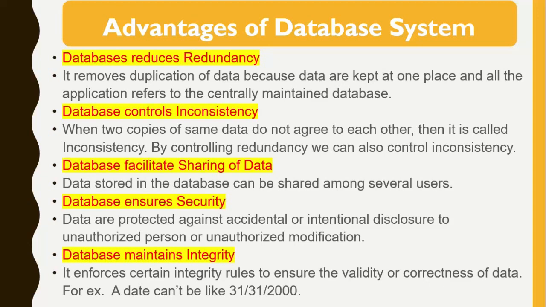Now next is database maintains integrity. Integrity's meaning I have already explained to you. Here also you can see it. It enforces certain integrity rules to ensure the validity and correctness of data. For example, a date cannot be 31/31/2000. So if I am inserting data, I already know what the pattern of the date should be.